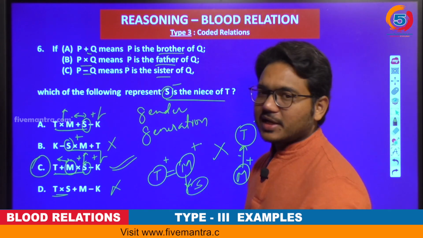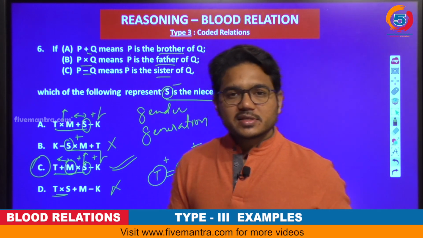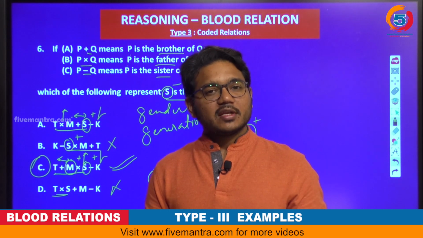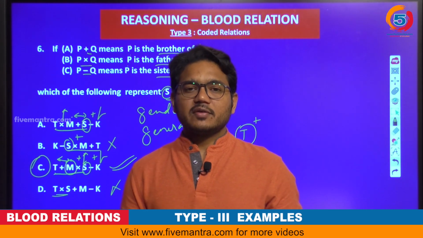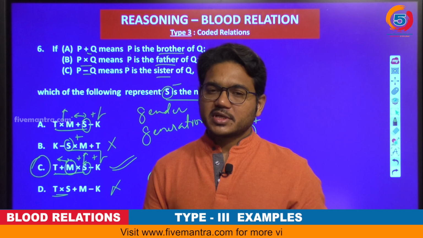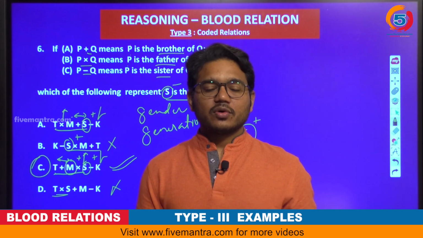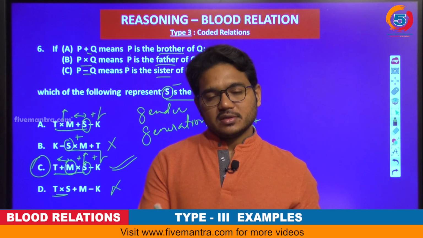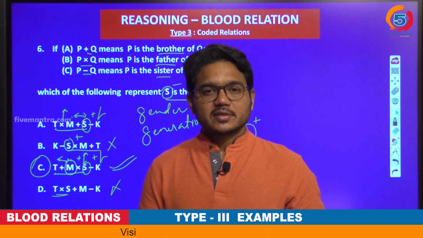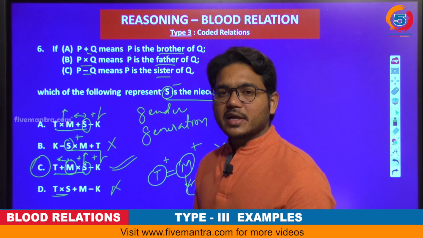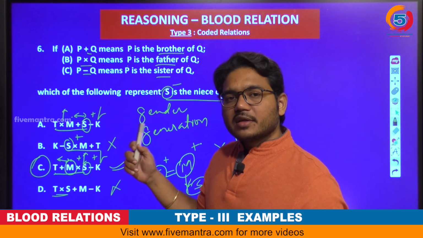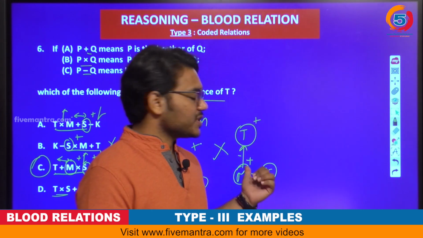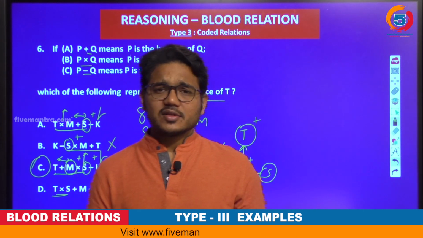This is how we can utilize these shortcuts in this particular type 3 coded relations. Wherever necessary we need to draw the relationship tree, and also go with the combination. Some options we can eliminate using these basic shortcuts, that is, we have to identify the gender and generation. Using that we can eliminate some options. Further options can be eliminated using the relationship tree. So we can solve like that.